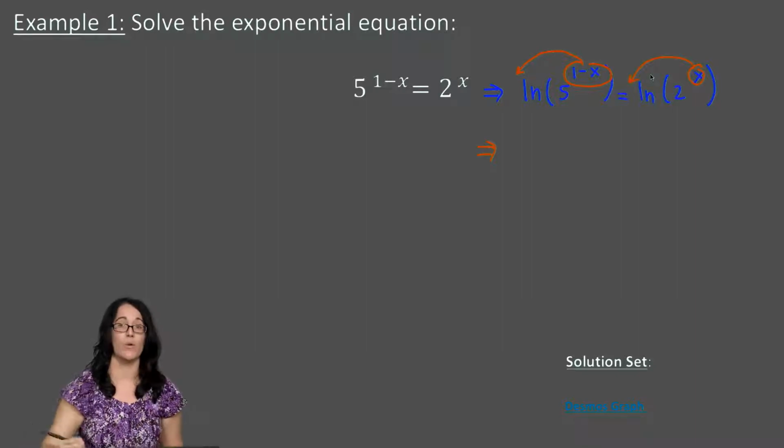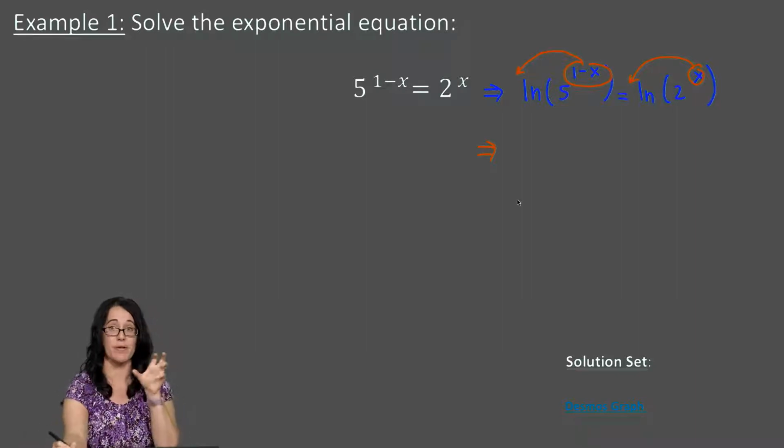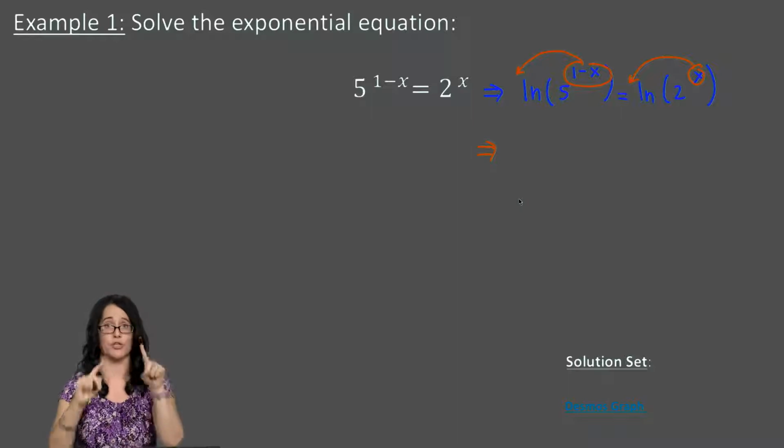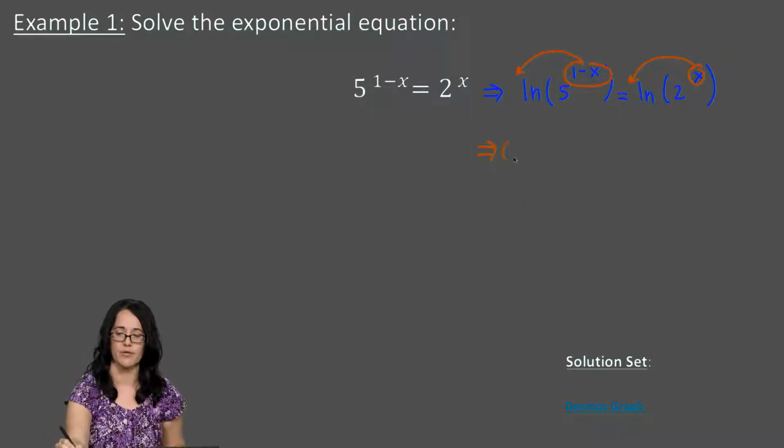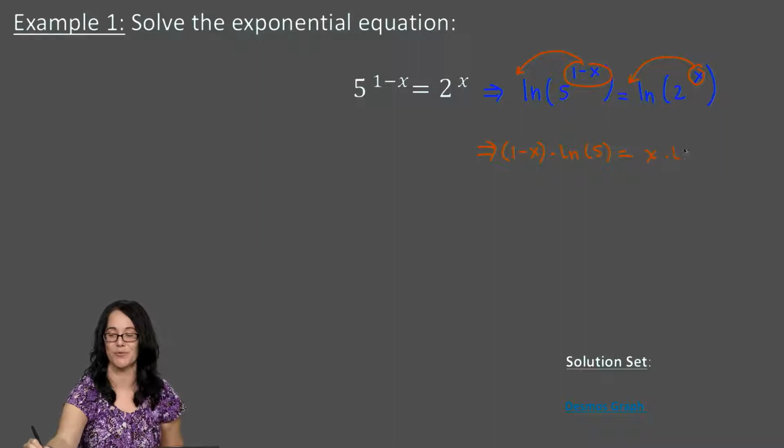Okay, once I bring this power down, I have to remember that if there's more than one term in the power, to use parentheses for that power. So that's parentheses 1 minus x times the natural log of 5 equals x, because that power came down as well, times the natural log of 2.